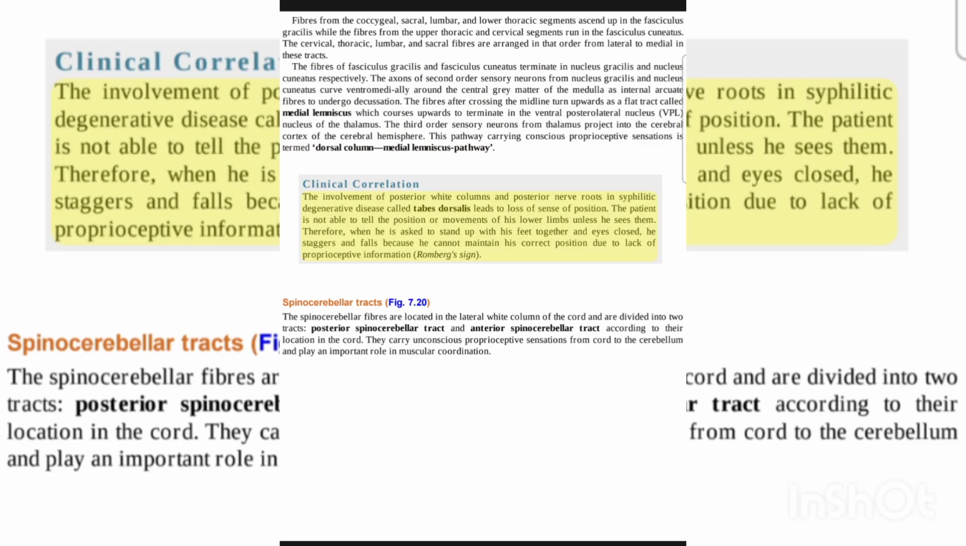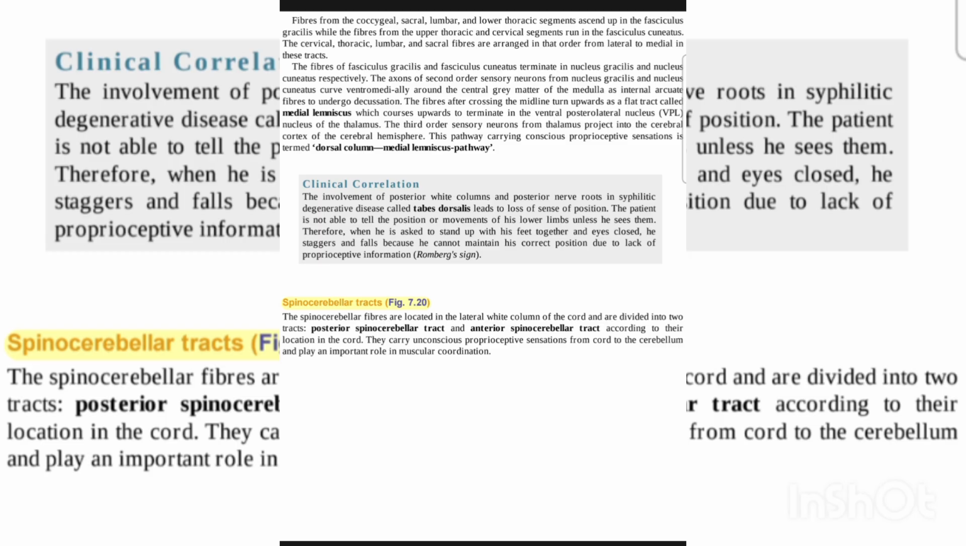Clinical correlation. The involvement of posterior white columns and posterior nerve roots in the syphilitic degenerative disease called tabes dorsalis leads to loss of sense of position. The patient is not able to tell the position or movements of his lower limbs unless he sees them. Therefore, when he is asked to stand up with his feet together and eyes closed, he staggers and falls because he cannot maintain his correct position due to lack of proprioceptive information. This is Romberg's sign.